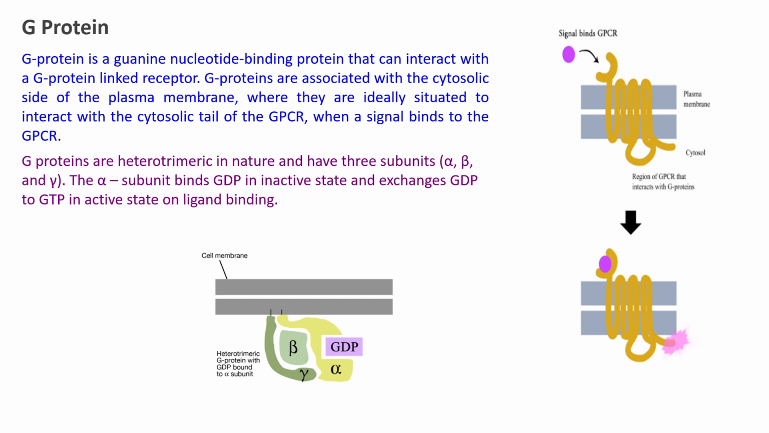G proteins are heterotrimeric in nature and they have three subunits: alpha, beta, and gamma. The alpha subunit binds GDP in the inactive state and exchanges GDP for GTP in the active state on ligand binding.